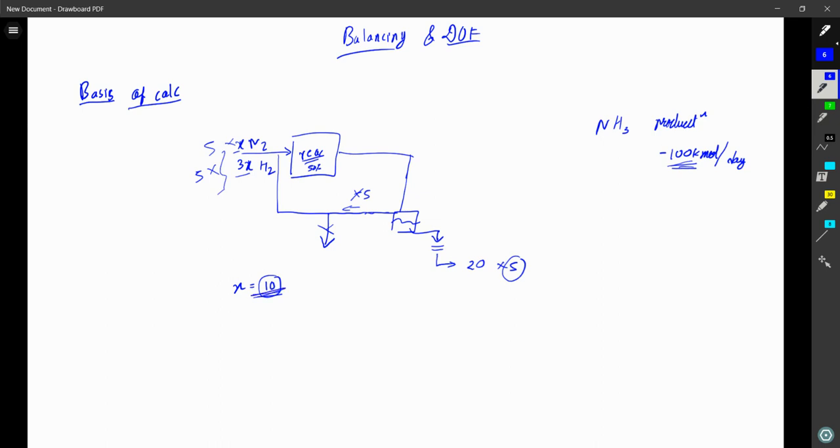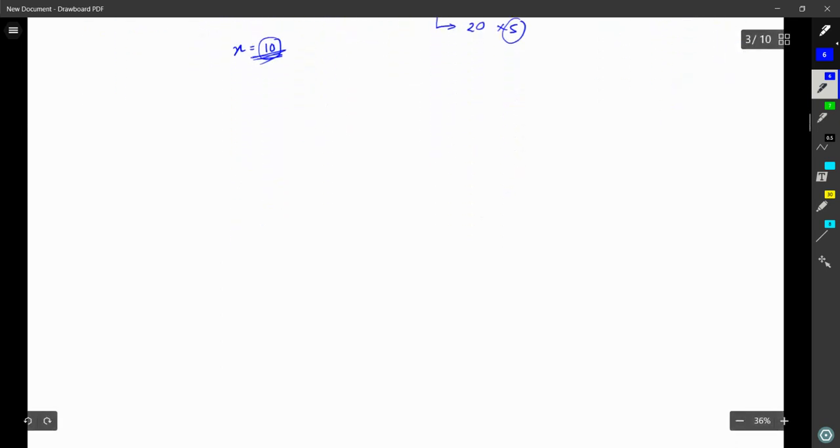So basically you take a basis of calculation, which means you consider some value of the input, or some place you take a value according to your choice, and then finally multiply it with a scaling factor so as to match the condition given in the question. That is about basis of calculation. Now we'll talk about ways of balancing.